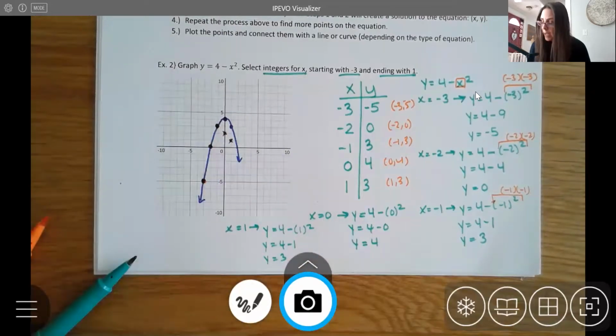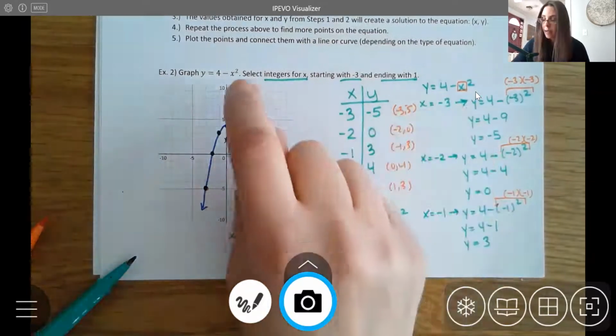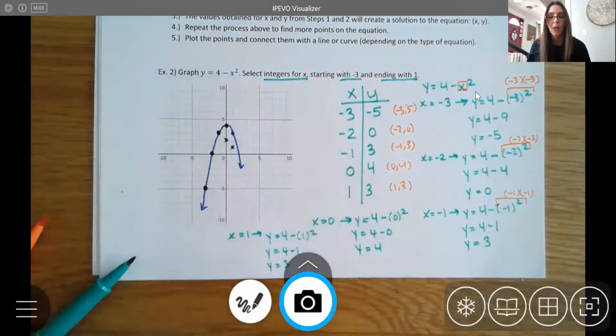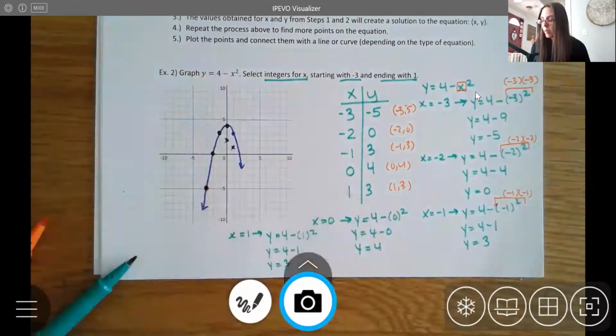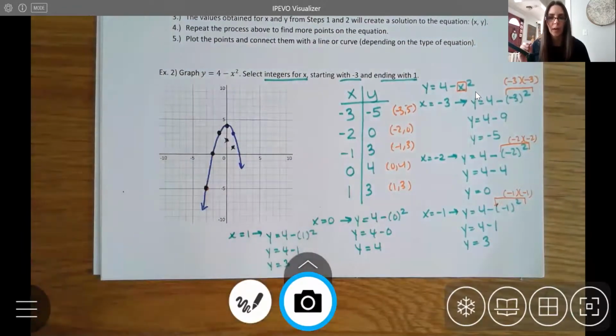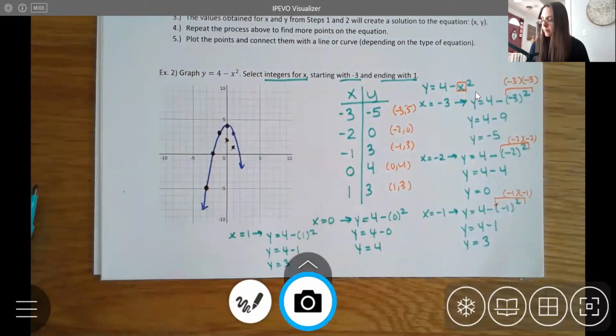So I redid it. Now, one thing to note when you have squares, the reason I was able to recognize it didn't look right is because when you have a square with no higher power, so no cubes or fourths, you do get these nice parabolas or U shapes. Sometimes they're going down, sometimes they're going up, but I was able to recognize that something didn't quite look right. So I went back and double checked my points. So this is what our graph should look like.